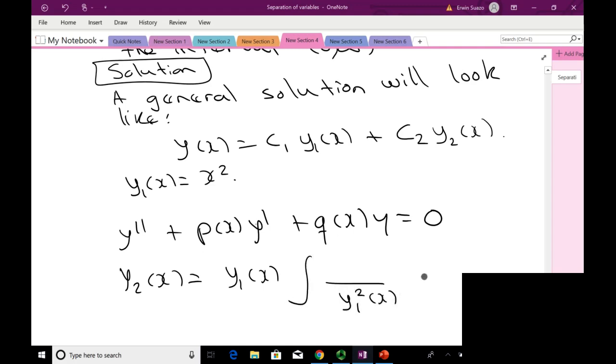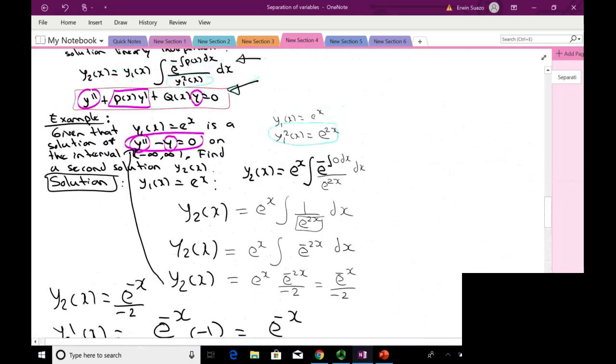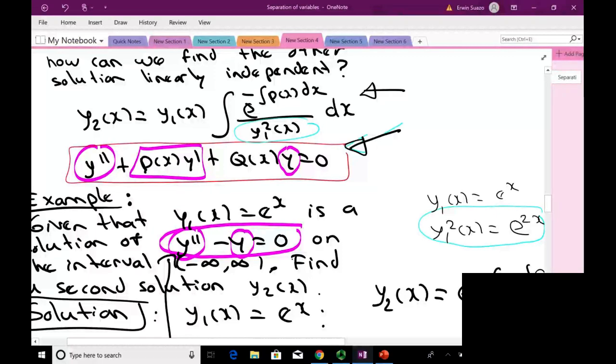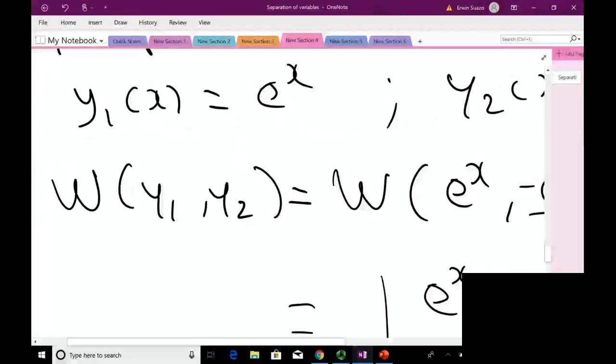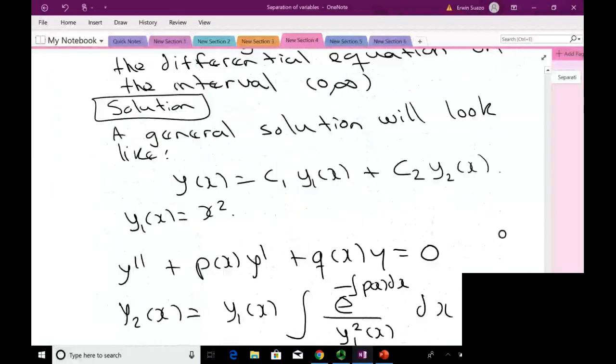e to the minus integral of p of x dx, over y1 squared of x dx. Let's double check just to make sure. Yes, it's minus the integral of p of x. Okay, so here we go. Sorry, I hope I'm not making you dizzy.